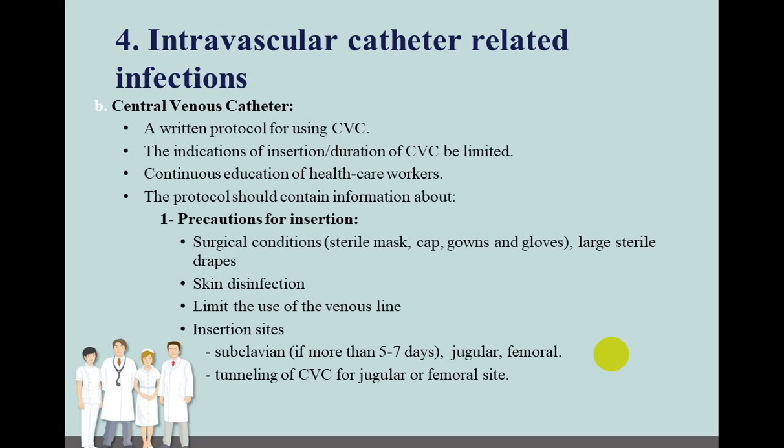The protocol should contain information about precautions for insertion: surgical conditions, sterile mask, cap, gowns, and gloves, large sterile drapes, skin disinfection, limit the use of the venous line. Insertion site: subclavian, if more than 5 to 7 days, jugular, femoral, tunneling of central venous catheter for jugular or femoral site.